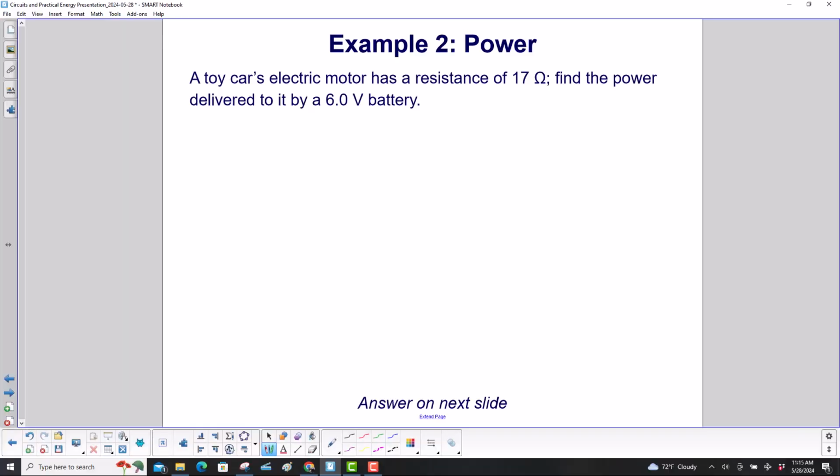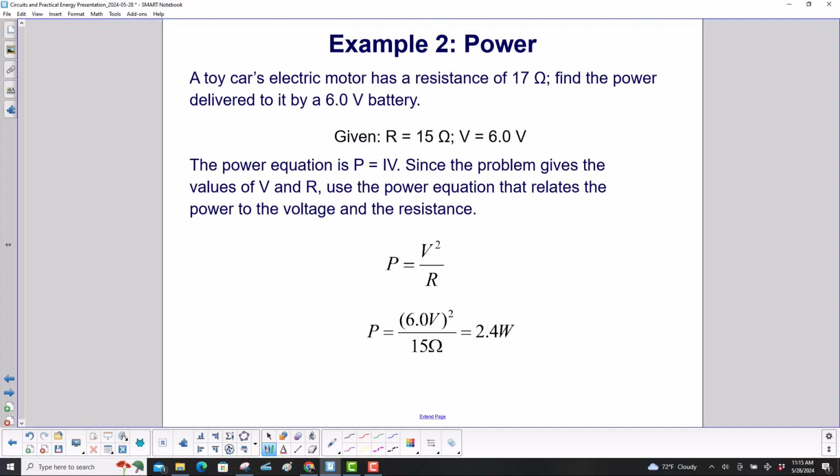A toy car's electric motor has a resistance of 17 ohms. Find the power delivered to it by a 6-volt battery. This time we have the resistance and the voltage. The power equation, though, is IV. Since the problem gives the values of V and R, use the power equation that relates the power to the voltage and the resistance. And that is V squared over R. Substitute in our numbers, and we get 2.4 watts.